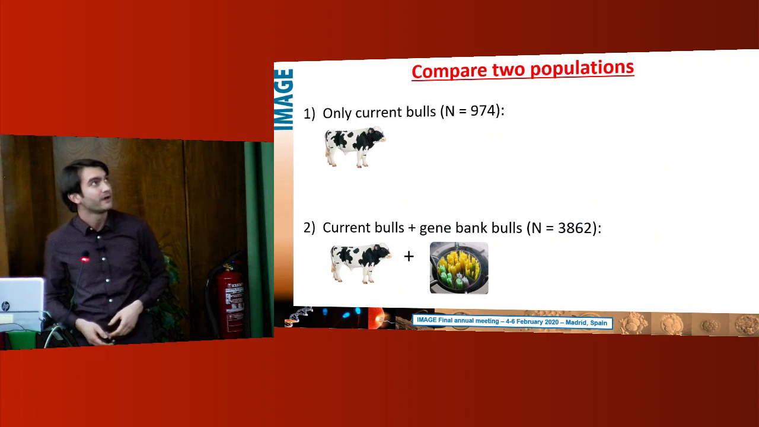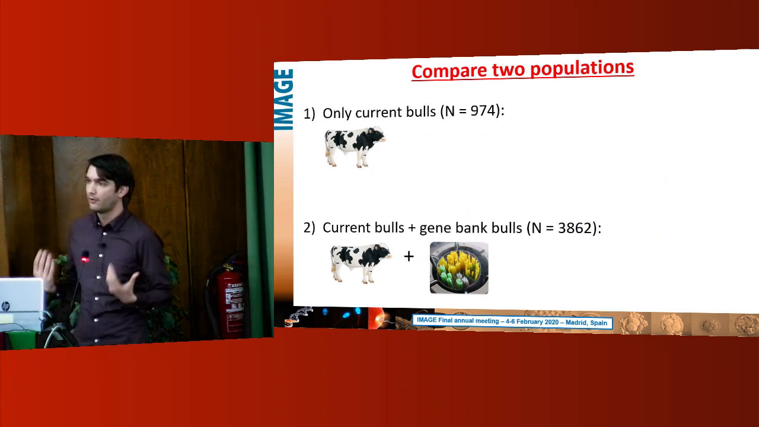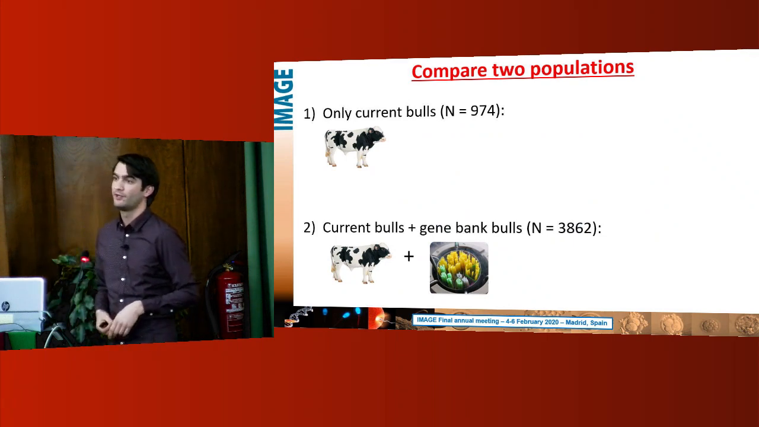And what we then did is we compared two populations, one in which we would only use the current bulls and one in which we would use the current bulls as well as the gene bank bulls.